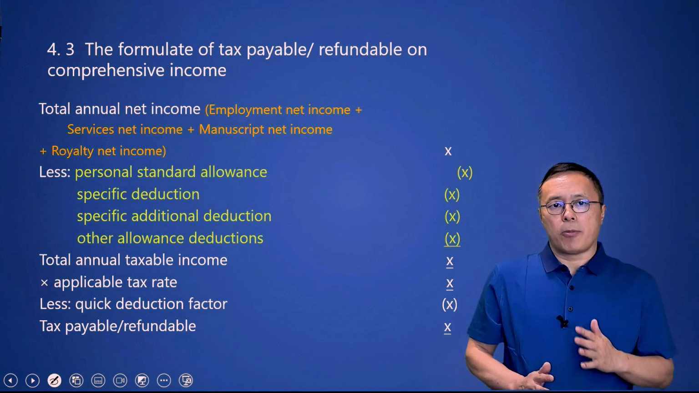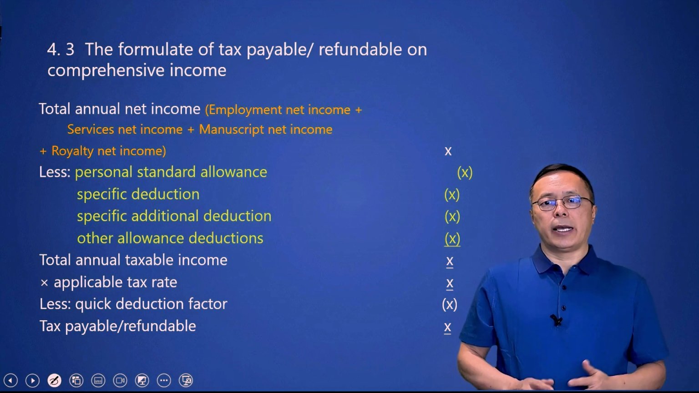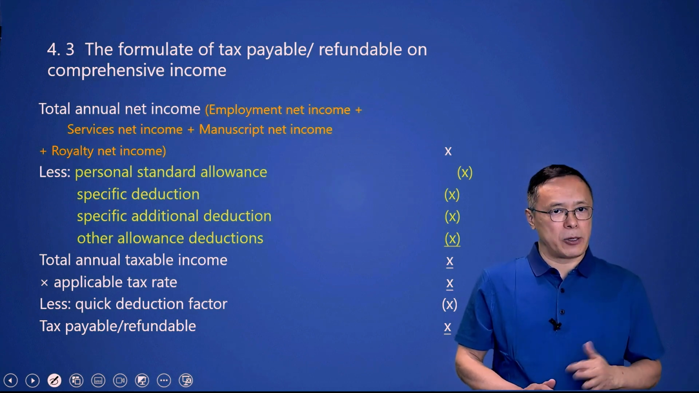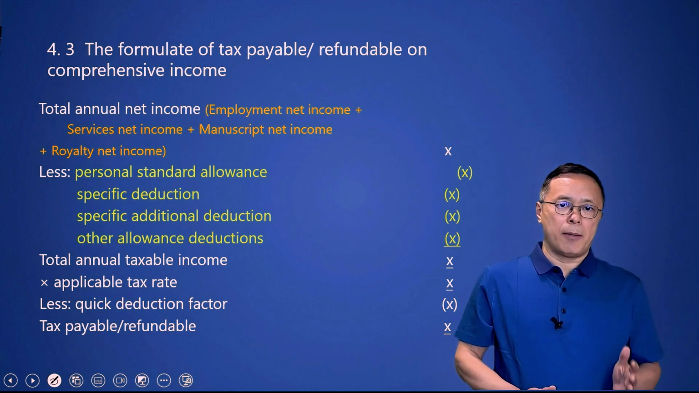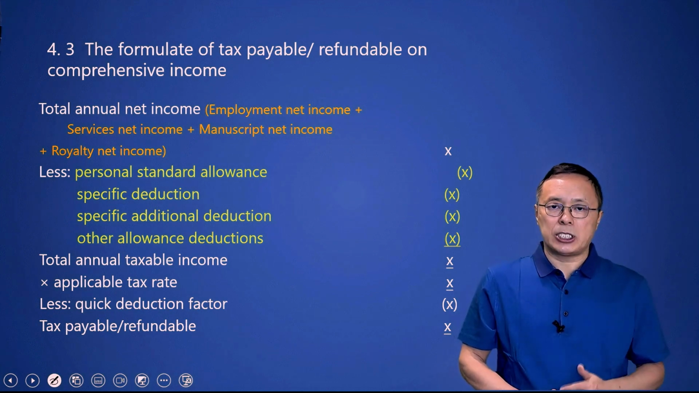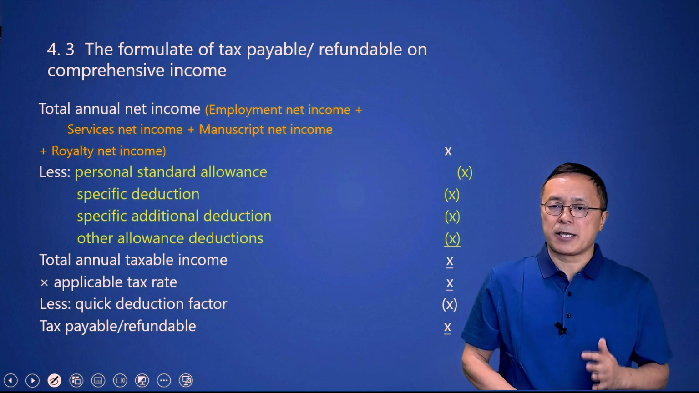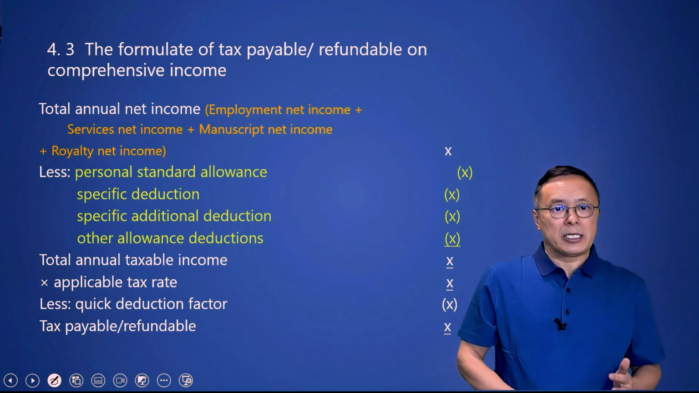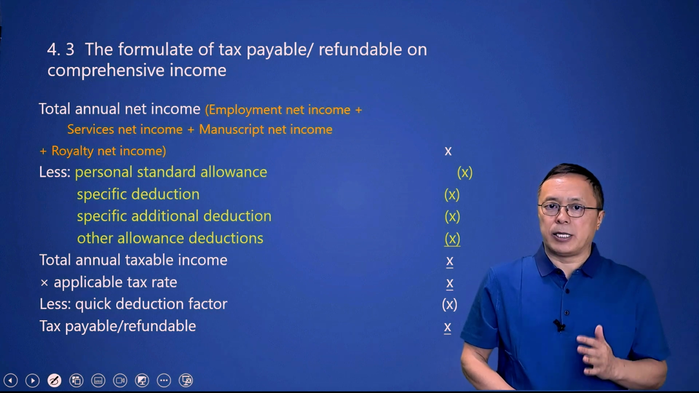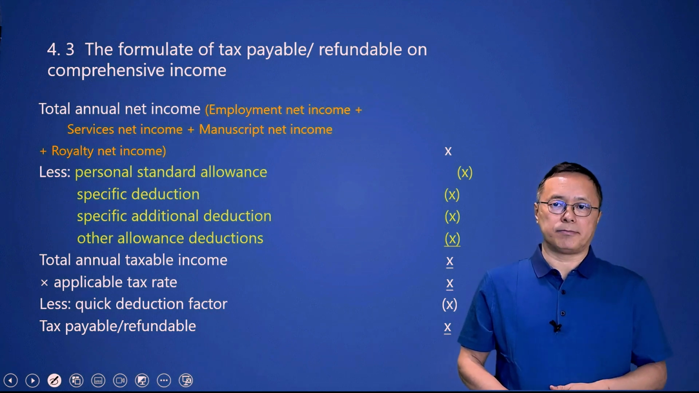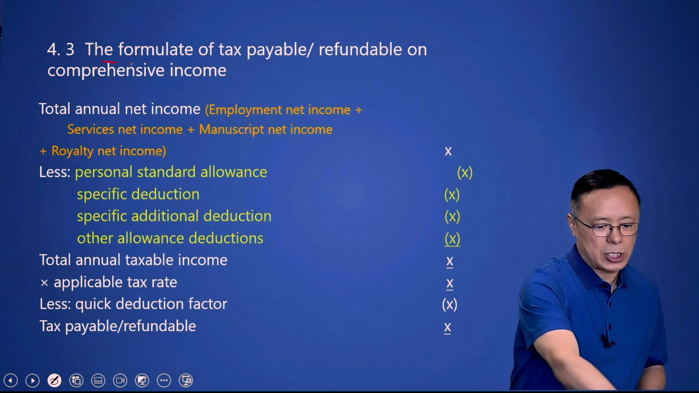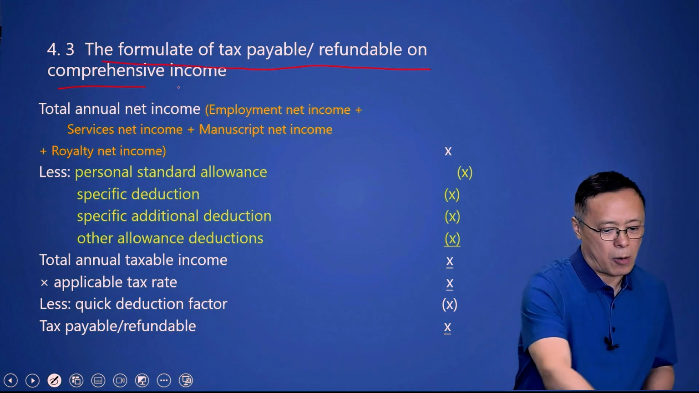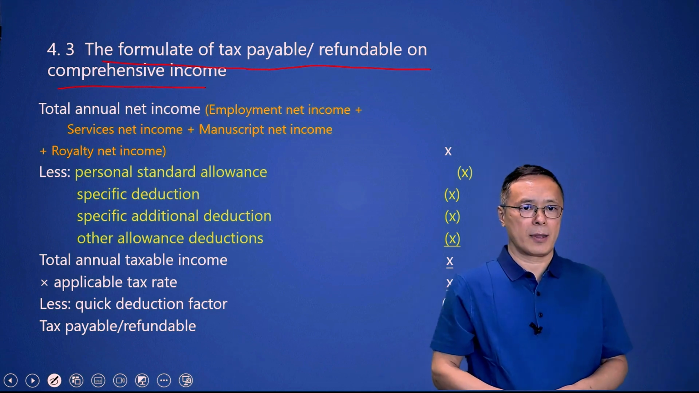The essence of the comprehensive tax system is to summarize four types of income, calculate the total taxable income, and then multiply a tax rate to calculate the payable tax for these four types of income. So, the primary task is how to calculate the summarized taxable income. Here's the formula of tax payable or refundable on comprehensive income.